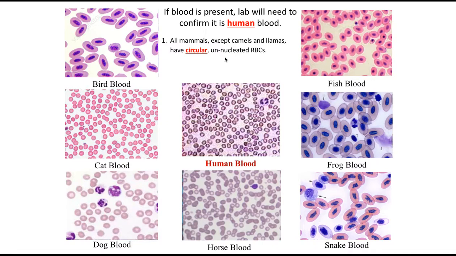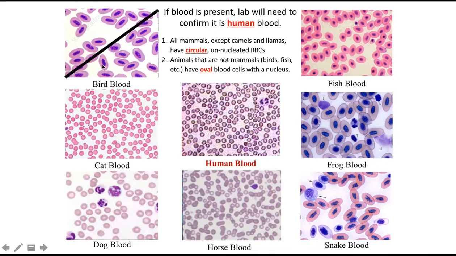And so you will notice that their blood is also characteristically different from, let's say, other animals that are not mammals, like birds, fish, etc. They have oval blood cells with a nucleus. So right away, if we see anything like this over here, my bird blood has an oval and that nucleus in it, it's not possible for it to be human blood. Same with over here, fish blood also has that oval shape and nucleus. Frog blood as well as snake blood.